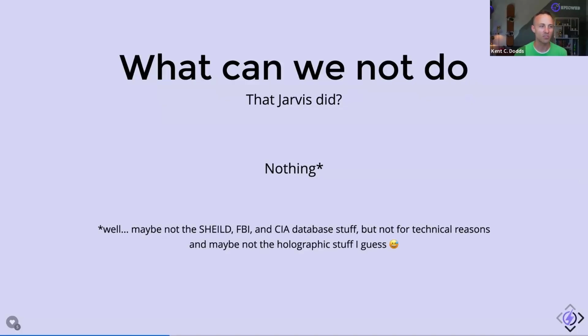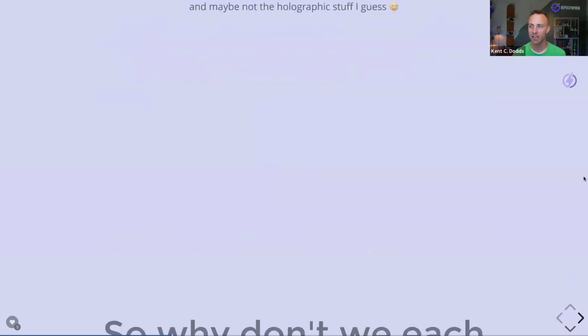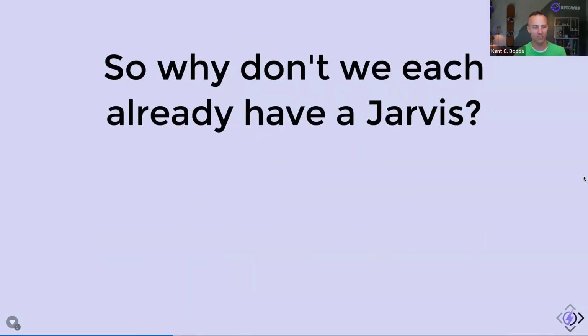Like I said, we probably can't do quite the holographic UI. We probably shouldn't be accessing the FBI data sets, stuff like that. But pretty much everything that Jarvis does for Tony Stark, we have the technology to do. And so my question is, why don't we all have our own Jarvis already? Why can't I just have a device that I talk to, and that voice, or not just the voice but the capability, goes with me regardless of what device I'm using? It's in my car, it's in my home, it's on my computer, it's on my phone. And maybe it's on my eyes, like in my glasses, right?